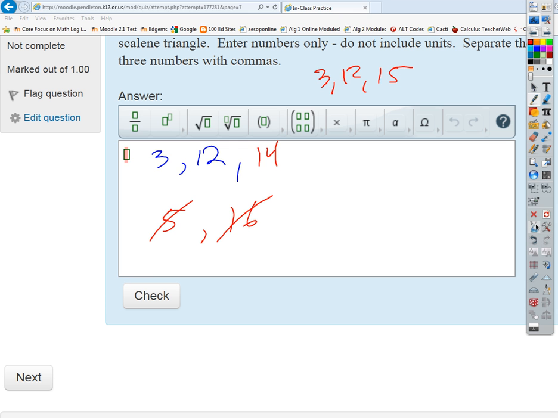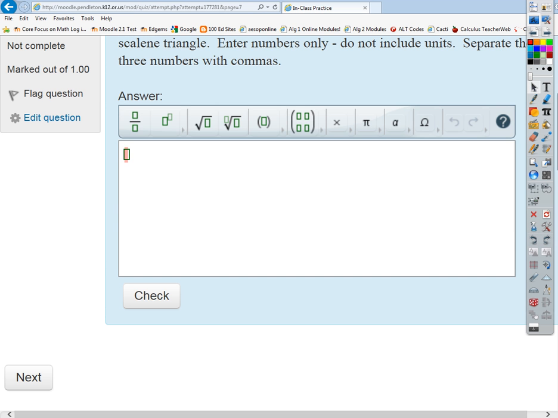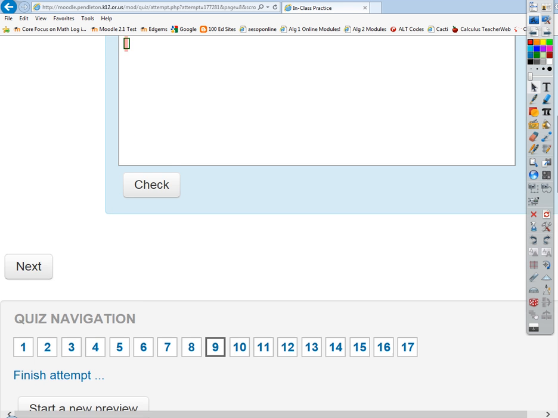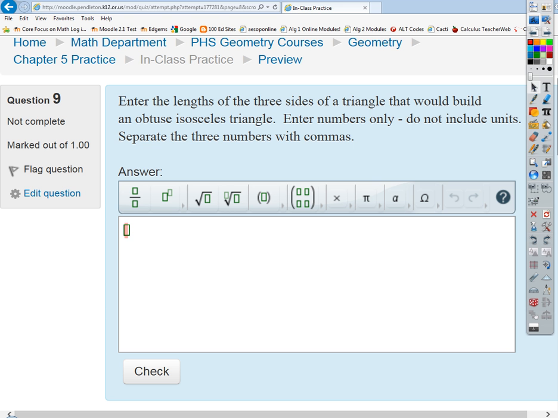What about a right triangle? Okay, let's do one like that. More than 12. Two smaller sides need to be greater than the biggest. So 10 plus 3 is 13.